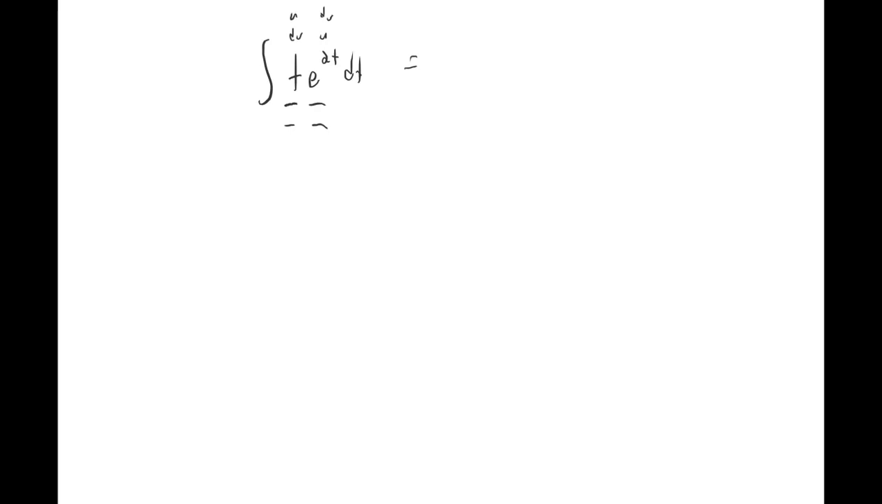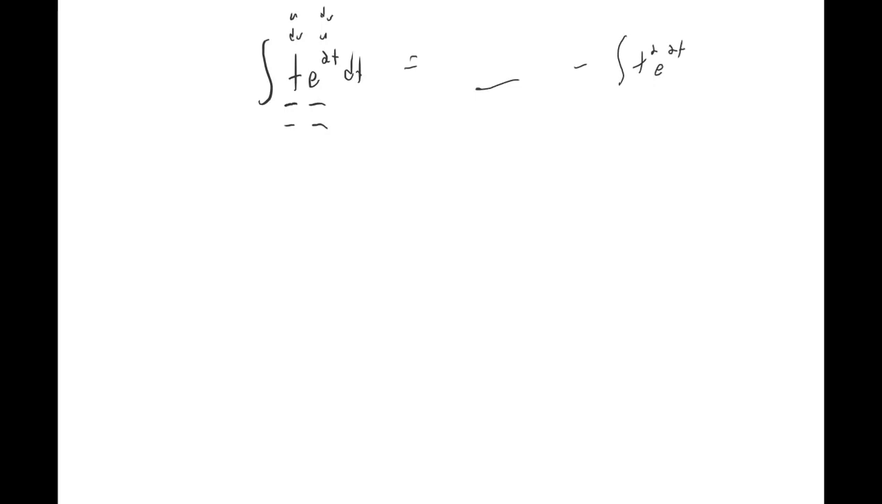So let me walk this through with you the first time. If I decided to integrate t and derive e to the 2t, right? E to the 2t, if I derive it, it's going to be a constant times e to the 2t. If I integrate t, I end up with a t squared. So I basically have something minus t squared e to the 2t.